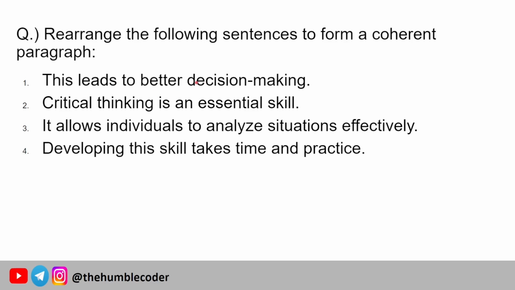So let's read out this question. We have to rearrange the following sentences to form a coherent, meaningful paragraph. Now this topic is called para jumbles. The reason for telling you these topics is so that you will know that we are covering questions from different topics in verbal ability. These are not the options, but the sentences which we have to arrange. The sentences are: This leads to better decision making. Critical thinking is an essential skill. It allows individuals to analyze situations efficiently. Developing this skill takes time and practice.